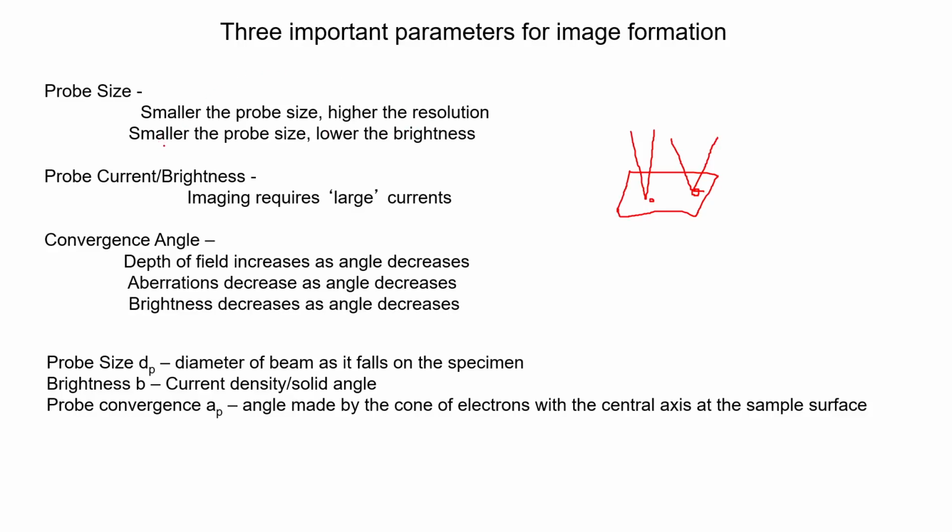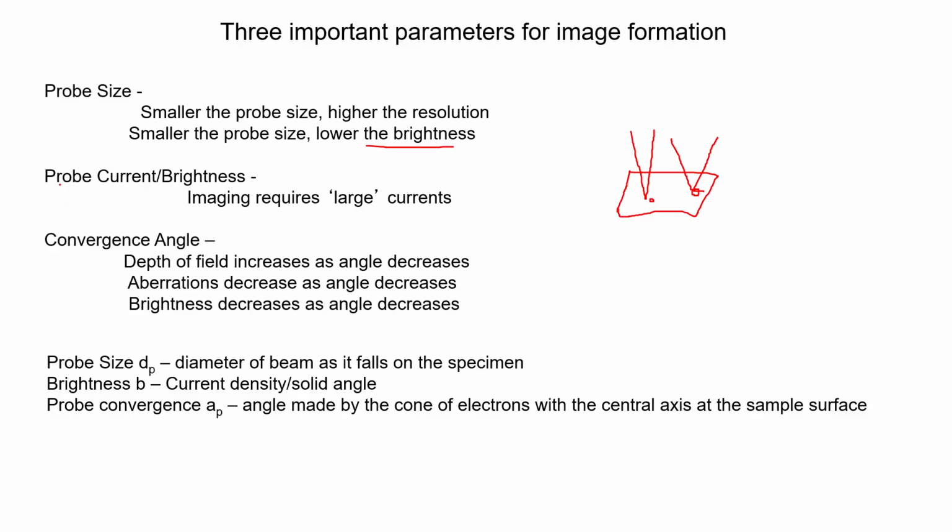And the second point is that the smaller the probe size, the lower will be the brightness. But we need higher brightness for a good quality image. So we always need to compromise on certain things, and depending upon the information required, we will change the orientation or the things in the SEM chamber.